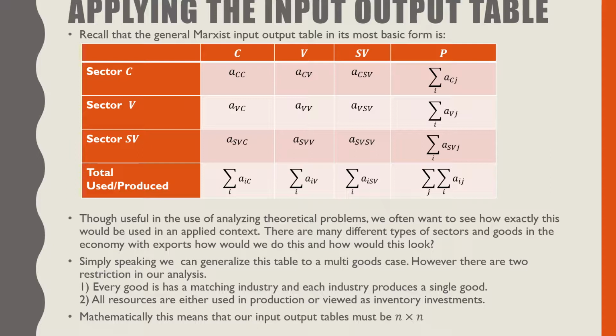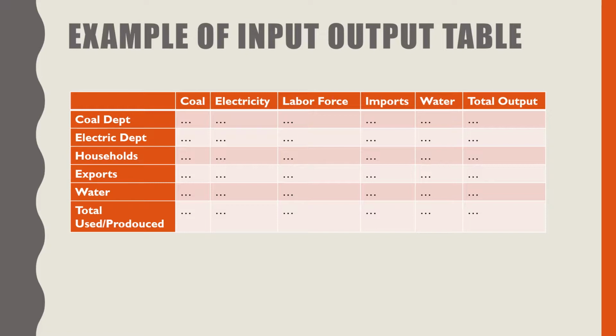However, there are two restrictions in our analysis. One is that every good has a matching industry and each industry produces a single good. And our second is that all resources are either used in production or are viewed as inventory investments or final demands. Mathematically, this would mean that our input-output table would have to be n by n, meaning that it would have to be square. So this is an example of what an input-output table would look like, right?